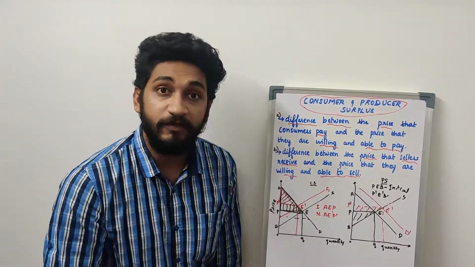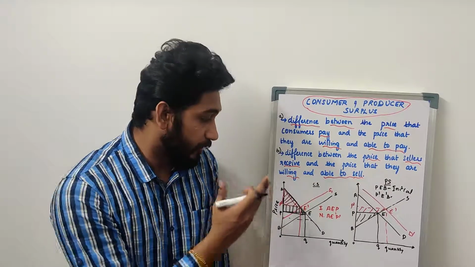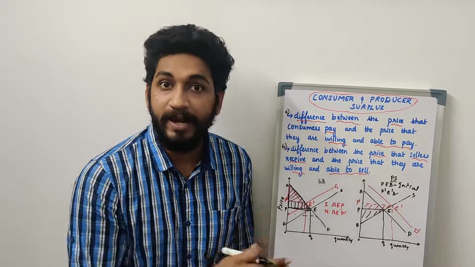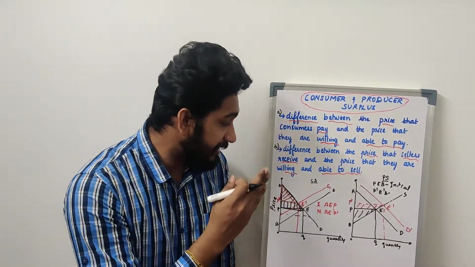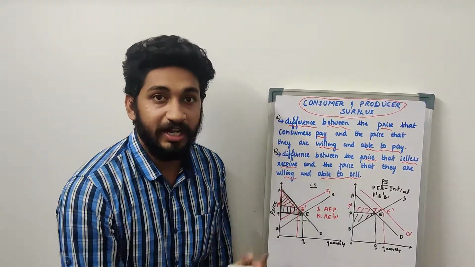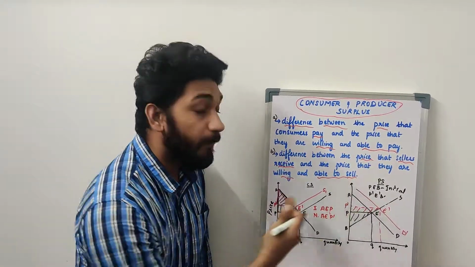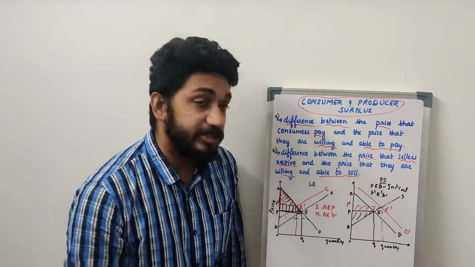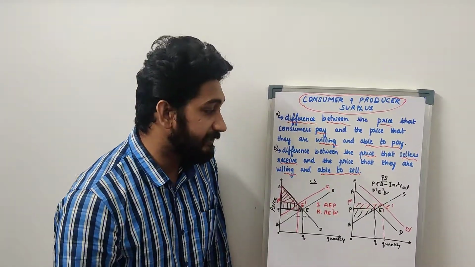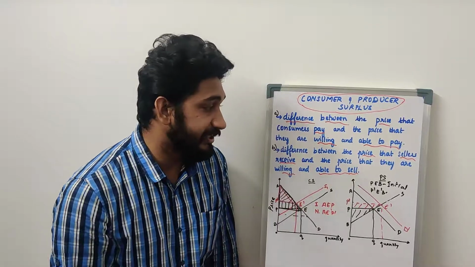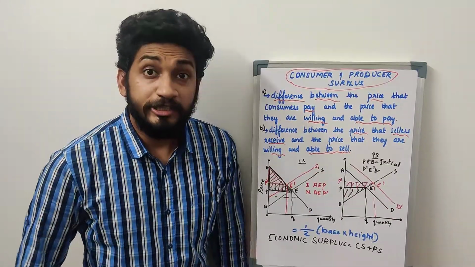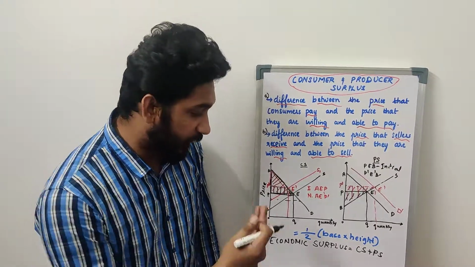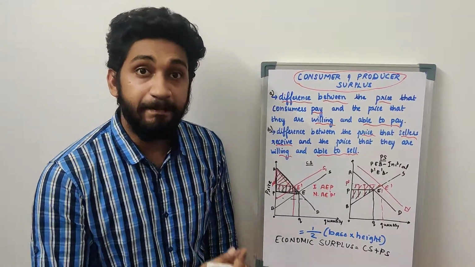When the price goes above equilibrium, your consumer surplus decreases, when there is no shift in the demand and supply curve. When the price falls below equilibrium, your consumer surplus will increase. For producer surplus, when the price goes above equilibrium, your producer surplus will increase. When the price falls below equilibrium, your producer surplus will fall. So consumer surplus and producer surplus together is what we call economic surplus, or the net benefits of the economy.